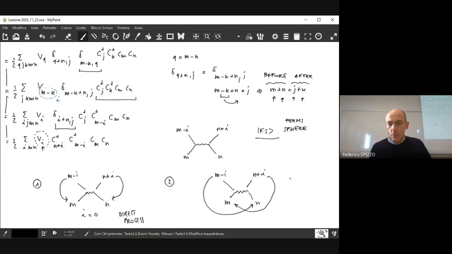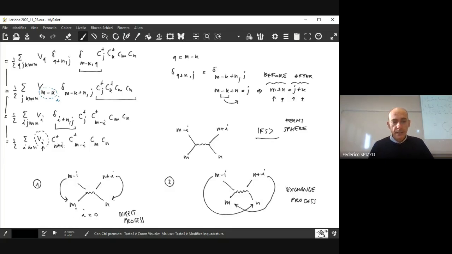So we have what is called the exchange process. So the direct one: initial level is exactly equal to the final level. Exchange case: the two initial levels are exchanged after the interaction. So the electron that was in level m at the end is in level n, and the electron that was in level n at the end is in level m.